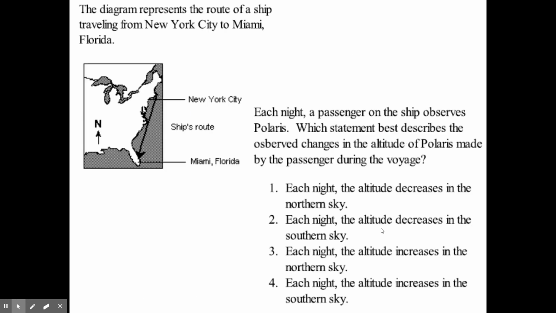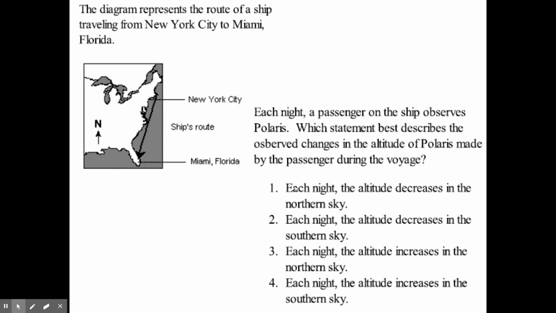Okay. Here's a few more. This one's a great one. If you are a passenger on a ship and you're observing Polaris, but you're sailing from New York to Miami, well, in New York, the latitude is somewhere around 41 degrees north. But if you go down to Miami, the latitude gets less. And therefore, the altitude of Polaris is going to get less. It's going to decrease. It's going to be coming closer to the horizon. So it says each night the altitude decreases in the northern sky. Remember, Polaris is in the northern sky always. So the answer is number 1.